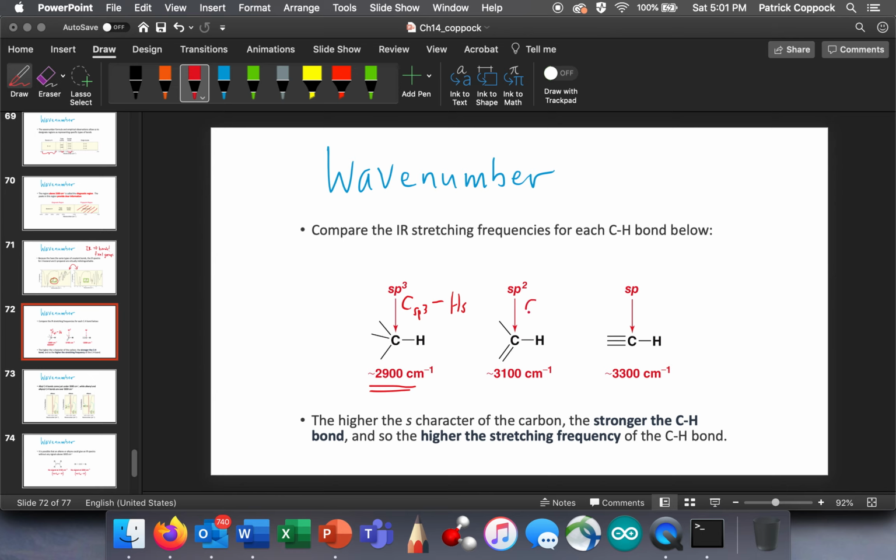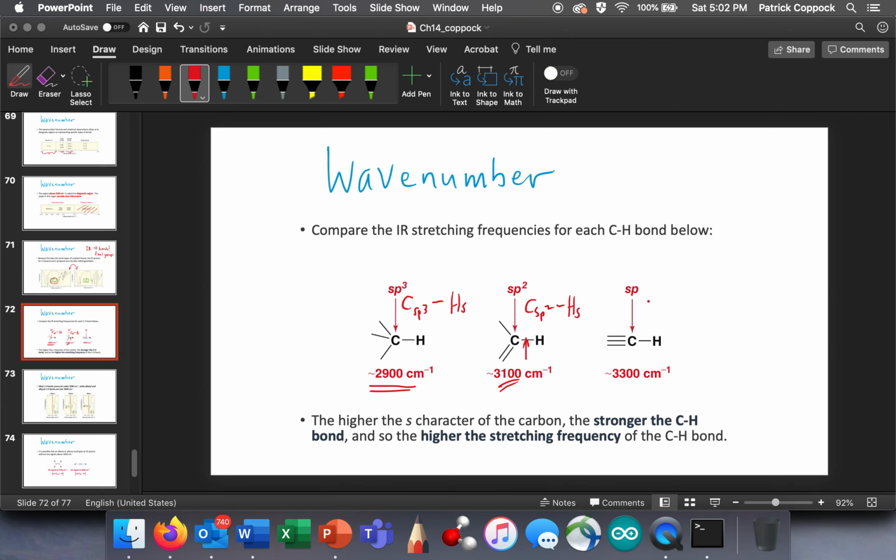So this is a carbon sp2 bond to a hydrogen s, right? So this has more s character in it, so it's a stronger bond. This is a stronger bond. And since it's a stronger bond, it's going to absorb higher.